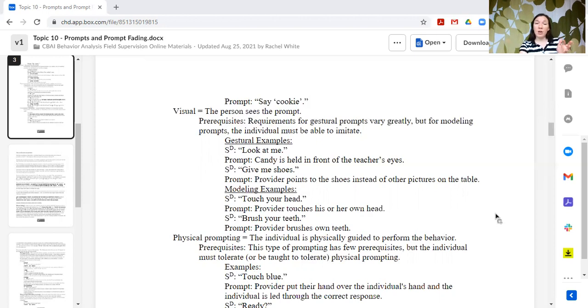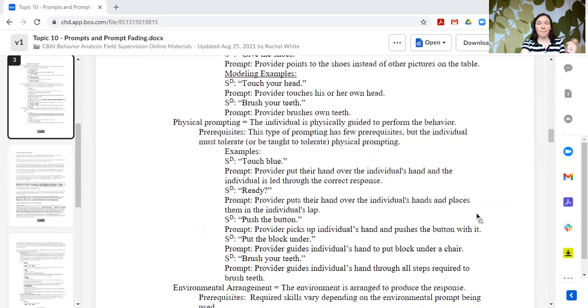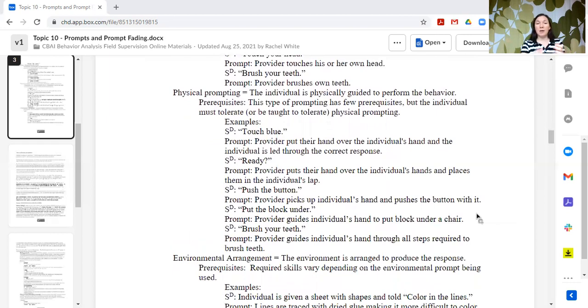Again, the prerequisites are going to vary depending upon specifically what the skill is, but they need to understand that cue, or they need to be able to imitate. Otherwise, it's not the right prompt for this skill for this learner. Physical prompting is the individual physically being guided to perform the behavior.